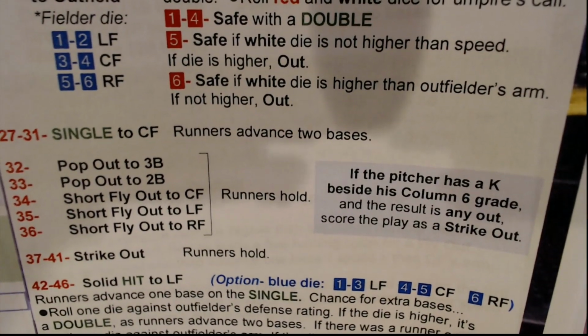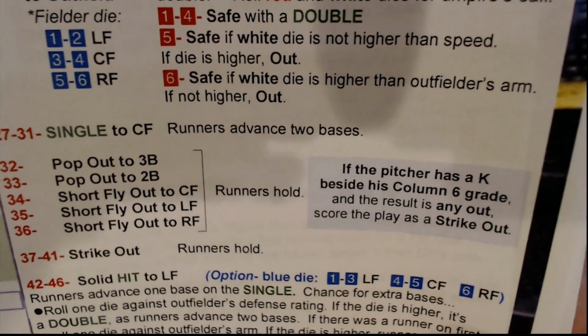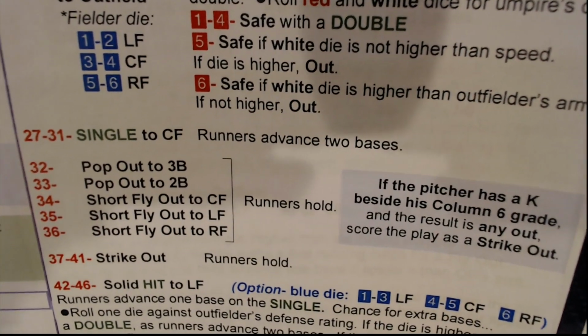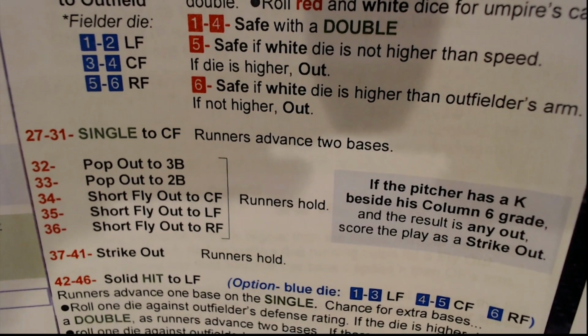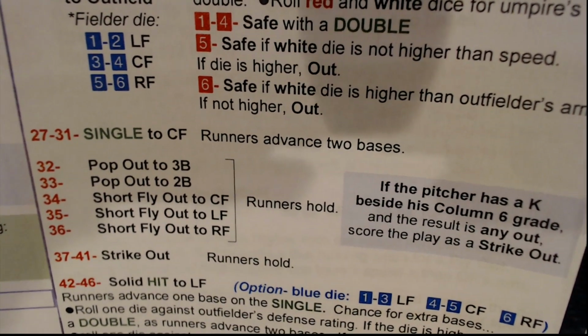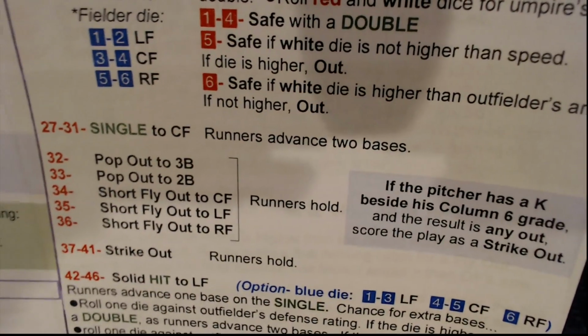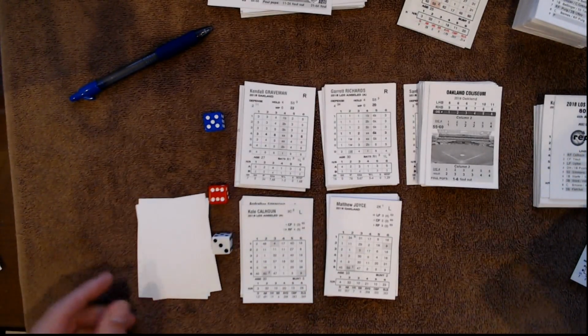Runners hold. If the catcher has a K beside his column 6 grade, and the result is any out, it's scored as a strikeout. So instead of a short fly out, it would have been a strikeout. So 36, he hits it out to left field. I'm sorry, 36 is right field. But that is good enough for Kendall Graveman to get through the first inning, and that's how that goes.